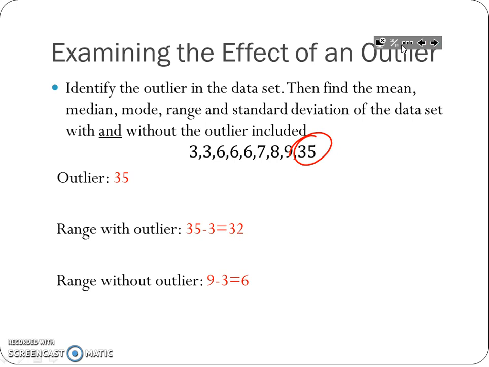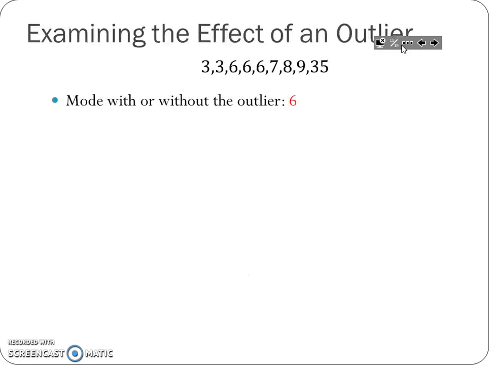Moving on, if I look at your mode, with or without the outlier, your mode is still going to be 6. Okay, so mode isn't affected very much by the outlier. And then our median, with or without, is also 6. So one thing that we can find so far is that our range is going to be greatly affected if I leave an outlier in my data set. However, your mode and median will not be affected that much if you leave an outlier in your data set.